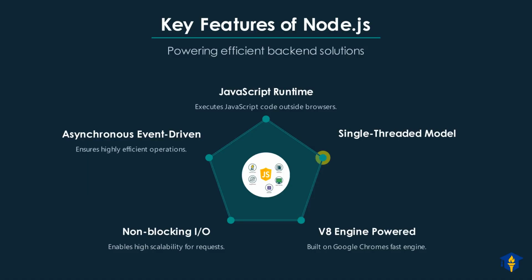Despite being single-threaded, Node.js effectively manages concurrent requests by leveraging the libuv library for its operations. This allows it to handle many simultaneous connections efficiently, making it suitable for high-traffic applications.